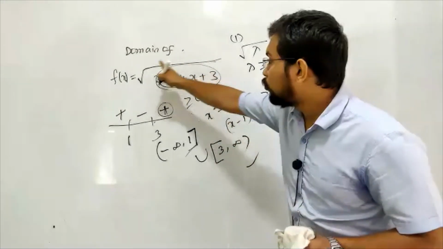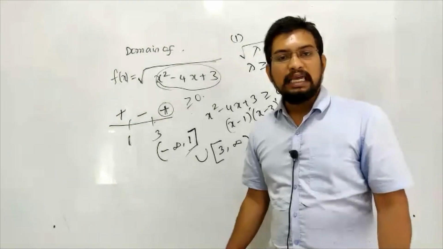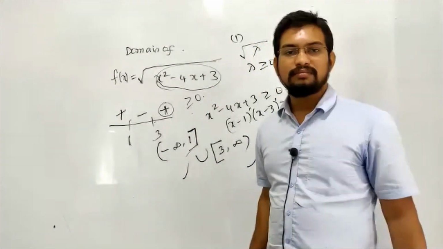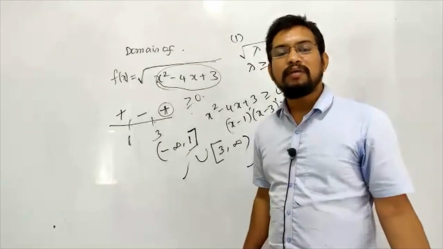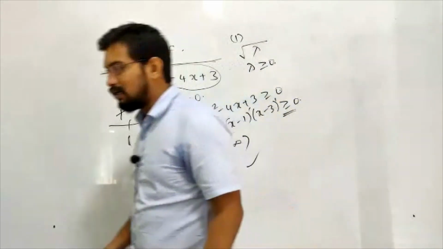Means for this function, if I'm going to draw a graph of this function, that graph will exist in these areas. Because domain, what is domain? Domain is all that set of values of x for which that function is defined. Hope this is clear.